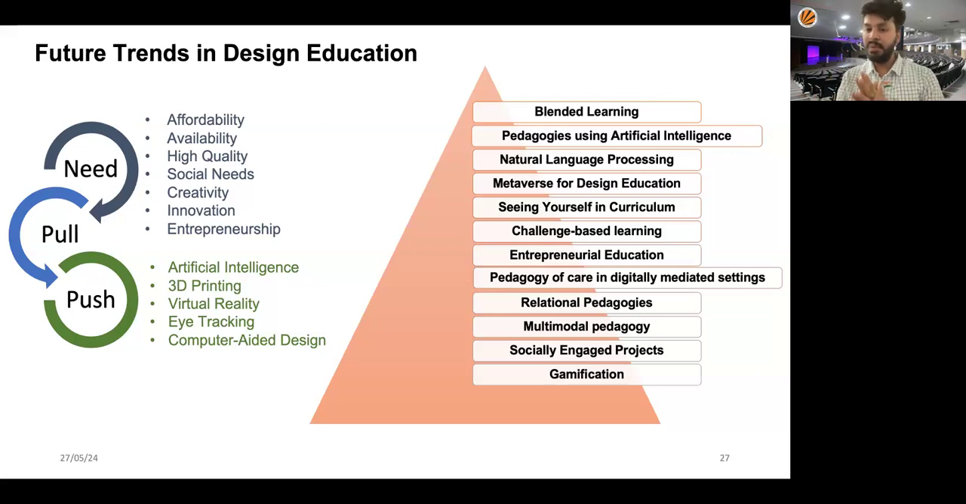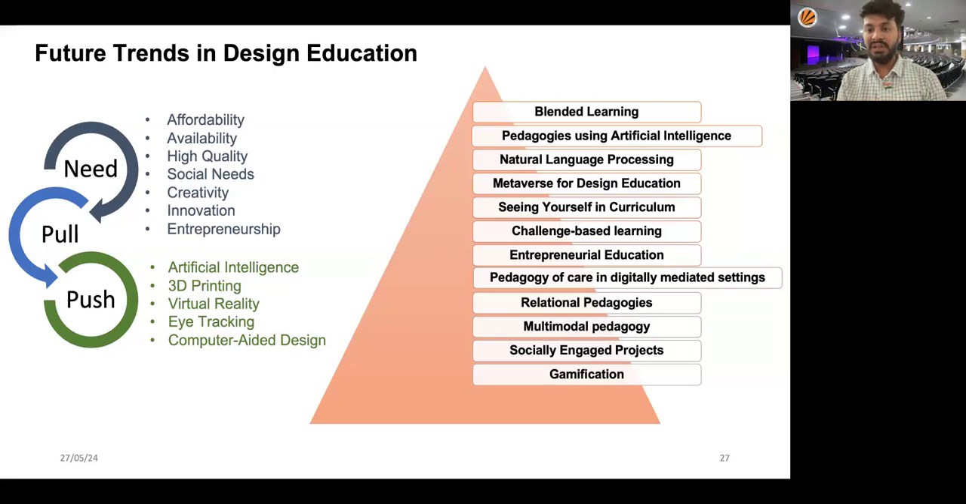Social needs: we have to always fulfill social needs. Creativity is one of the very crucial things. Creativity requires thinking of something, and then innovation comes. So creativity is one of the major future trends. If you have the ability to think creatively, to generate a new idea, a new kind of solution, new processes, new services, then you can say that you have the ability to think creatively.